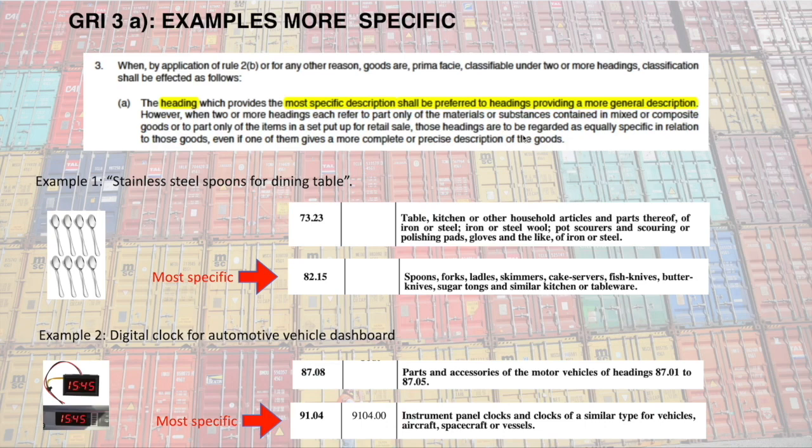For this, what we already reviewed in the previous lesson, we saw the different types of heading which you can find in the harmonized system: specific, generic, and residual. It is also very helpful.